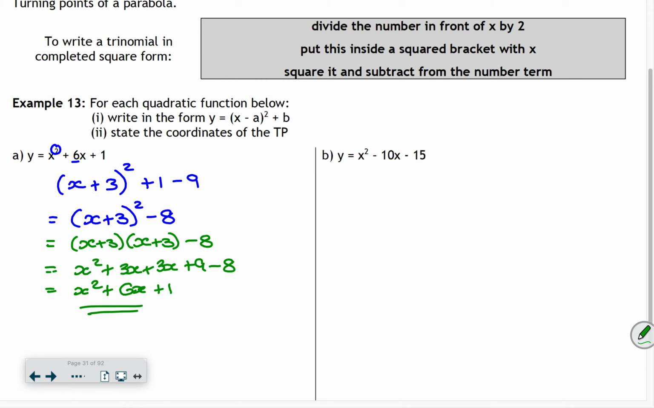Part 2, it says, state the coordinates of the turning point. So again, we've done this before. When you have a quadratic that's in this form, the turning point is just the opposite of the number inside the bracket, and then the number on the outside. So the turning point is going to be (minus 3, minus 8).